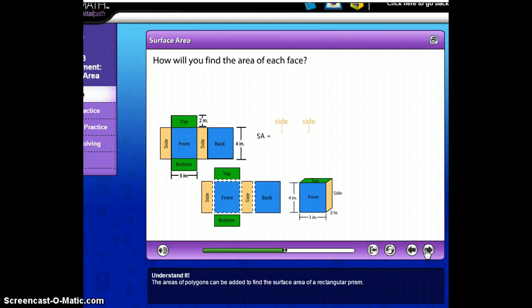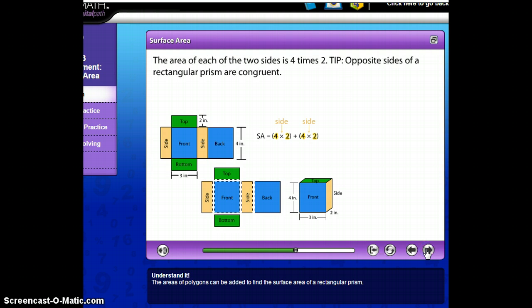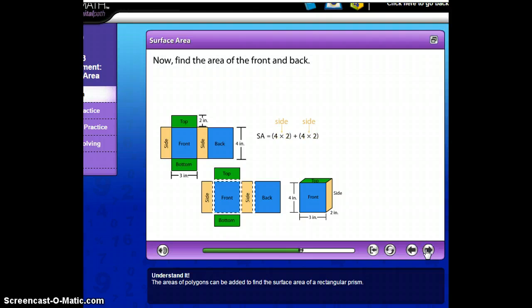How will you find the area of each face? You will multiply the length of each face by its width. The area of each of the 2 sides is 4 times 2. Tip: opposite sides of a rectangular prism are congruent. Now find the area of the front and back.